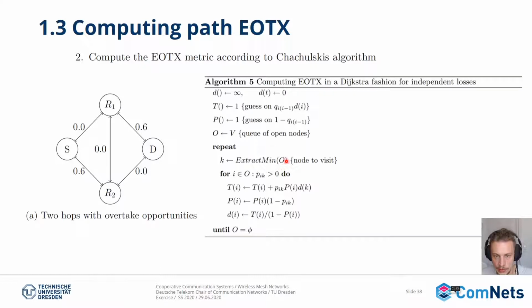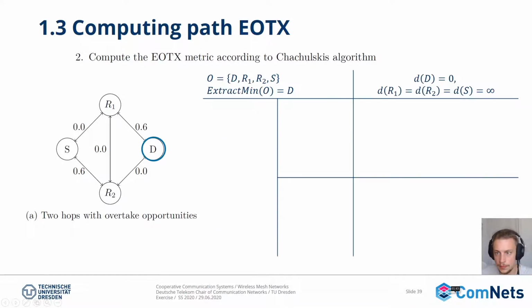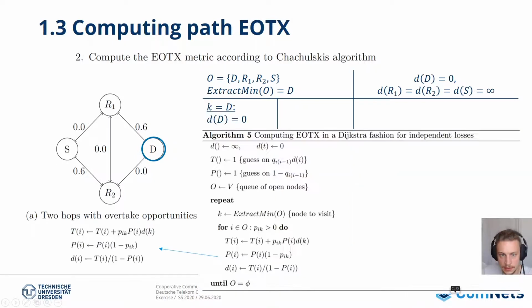Where min means the minimum distance. So I wrote down the set here, then the distances we have calculated until now are here, and just as before, always we start at the destination node, because it's the node with the lowest distance, always 0 to itself. So we extract d from the set, and we can start now.